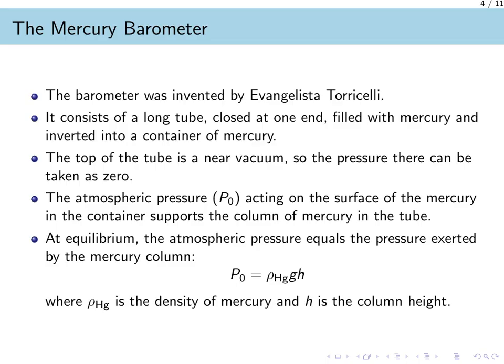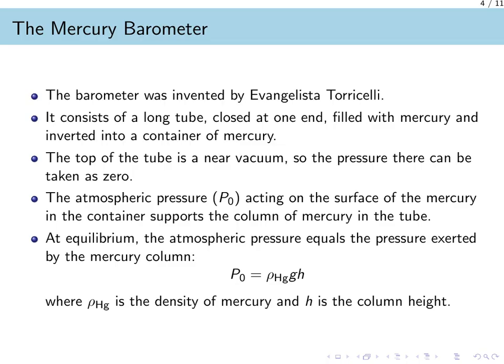Now let us look at a classic instrument for measuring atmospheric pressure, the mercury barometer. The setup, invented by Evangelista Torricelli, is quite clever. A long glass tube, closed at one end, is filled with mercury and then inverted into a dish also containing mercury. The mercury in the tube drops slightly, creating a near-perfect vacuum in the space at the top, where the pressure is effectively zero. The key insight is that the surrounding atmosphere pushes down on the mercury in the open dish. This external atmospheric pressure is what supports the column of mercury inside the tube.